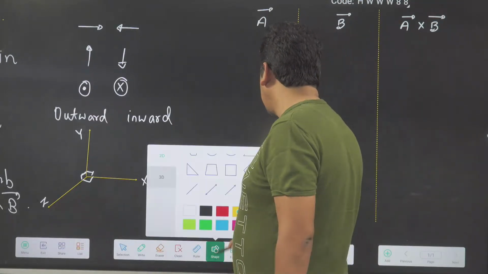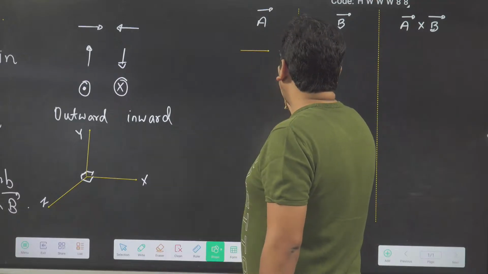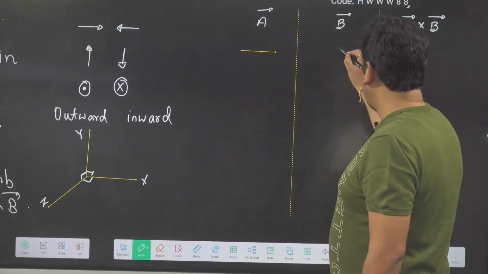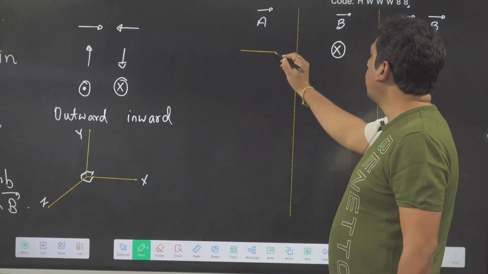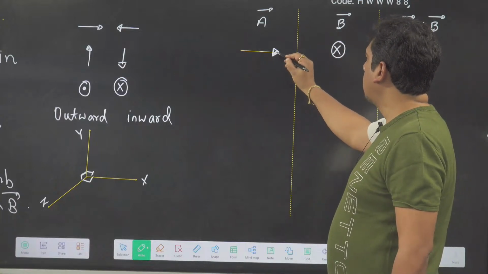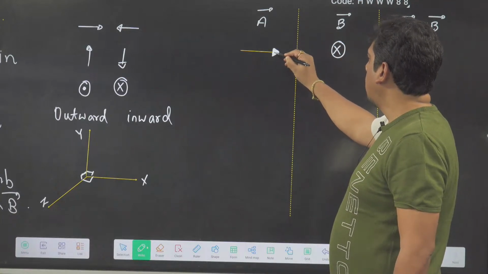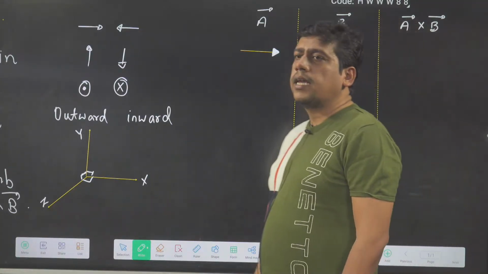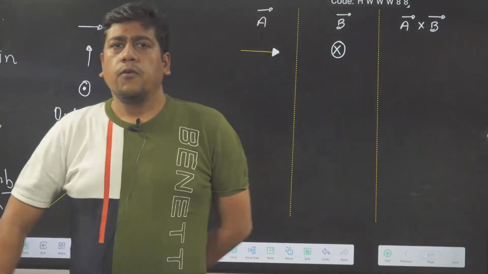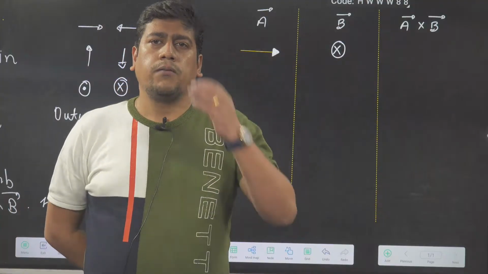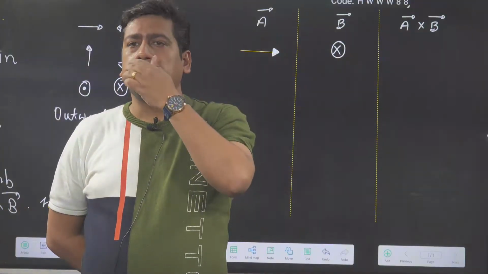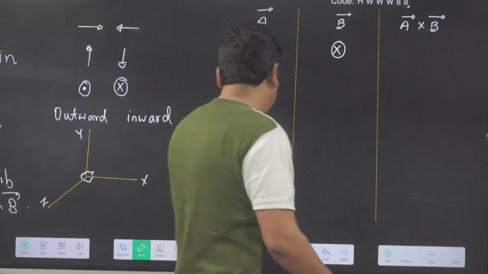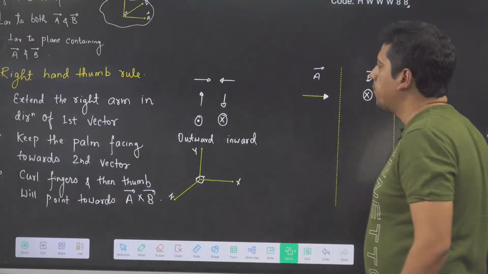Please understand it better. Let's say this one is right side. This one is inward, right? This one is right side, this one is inward. A vector is right side, B vector is inward. We have to find the direction of A cross B. Okay? So according to right hand thumb rule, what does the rule say?